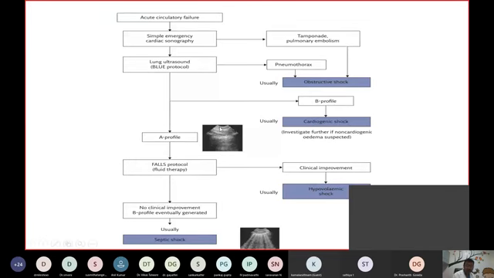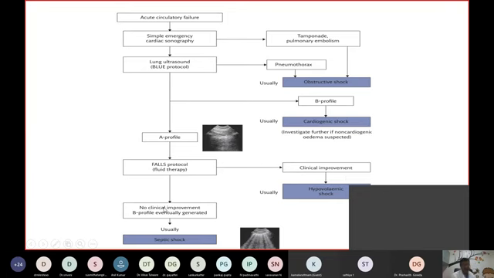Suppose you see A profile. You have ruled out tamponade and pneumothorax. There is no B profile. So your obstructive shock and cardiogenic shock are out. Now you are left with only two possibilities: either it is a hypovolemic shock or it is a septic shock. Now here you give fluids and see the response. You do the serial ultrasound. If there is a clinical improvement, it is a hypovolemic shock.